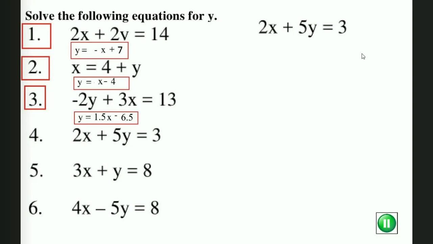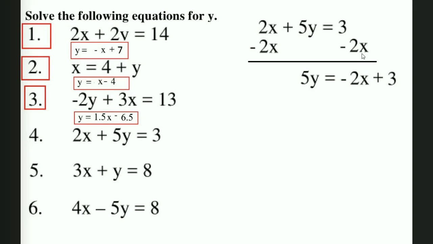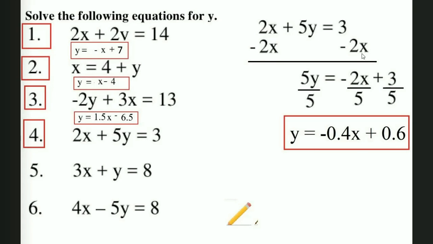Alright, so now we have 2x plus 5y equals 3. Now, if we're doing this, our first move is to subtract 2x from both sides. Once we do that, we have 5y equals negative 2x plus 3. Now, divide all our terms by 5, and we end up with this. 5y divided by 5 is y. Negative 2x divided by 5 is negative 0.4x, plus 3/5 is 0.6. And that's our final equation.